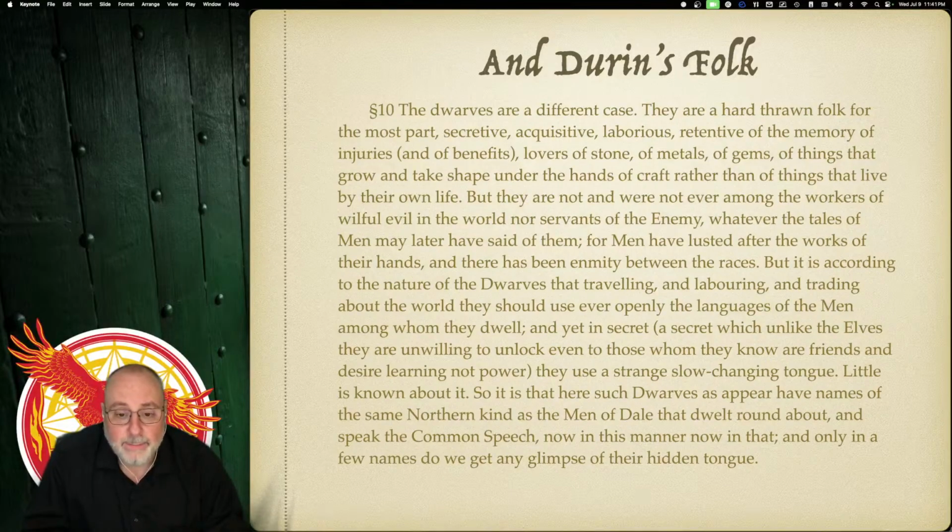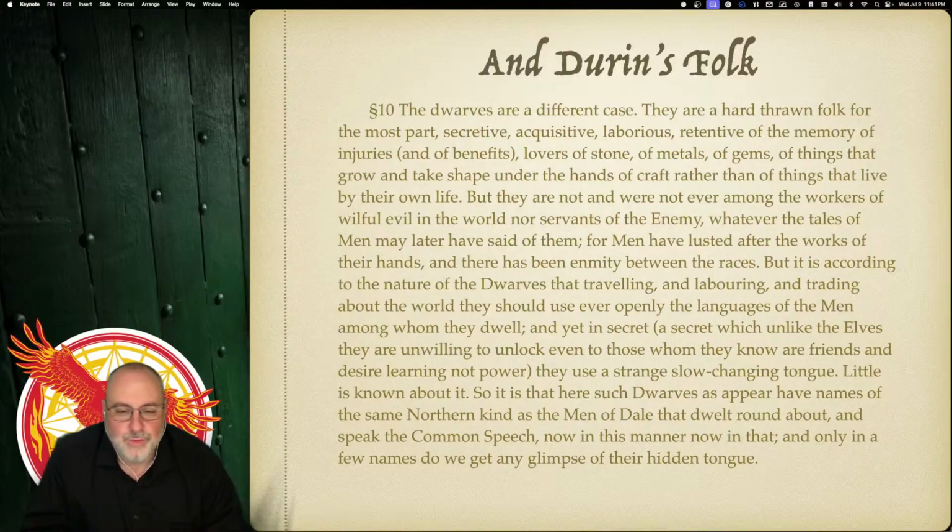Little is known about it. So it is that here such dwarves as appear have names of the same northern kind as the men of Dale that dwelt round about, and speak the common speech. Now in this manner, now in that, and only in a few names do we get any glimpse of their hidden tongue. Okay.